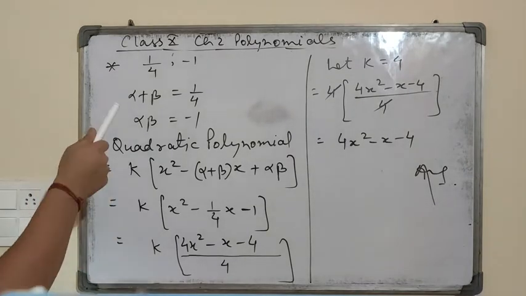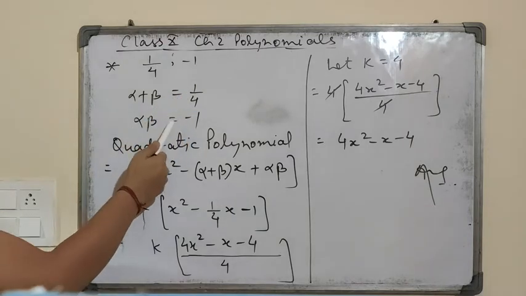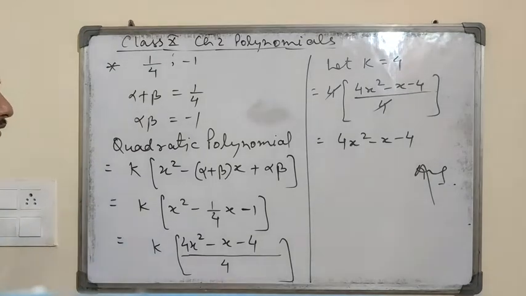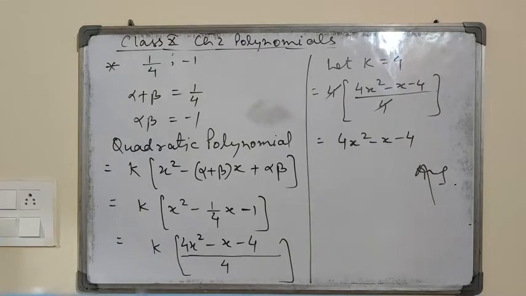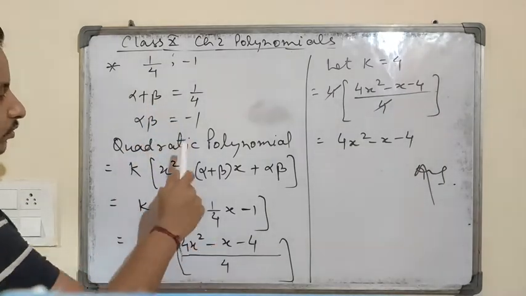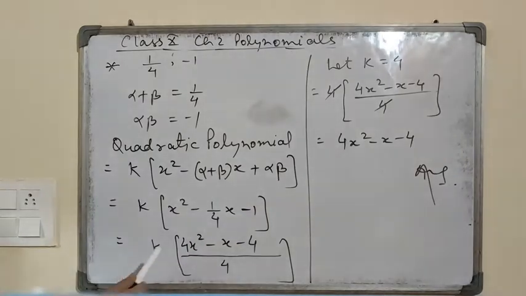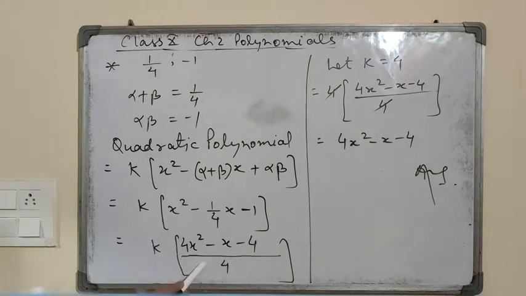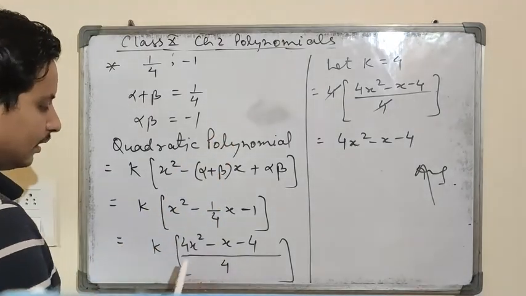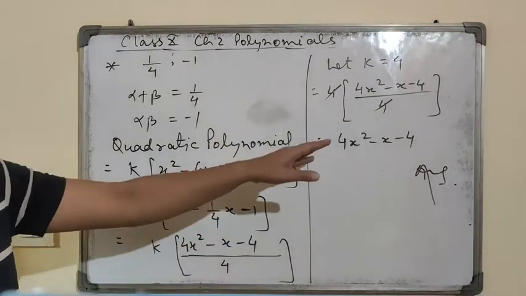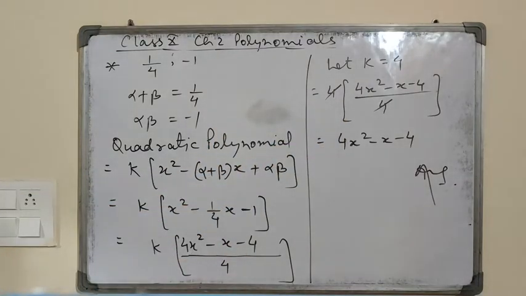So sum of the zeros we have alpha plus beta 1/4 and alpha beta equal to -1. We have the formula for the quadratic polynomial equal to k into x² minus sum of zeros into x plus product of zeros equal to k into x² minus sum of zeros is 1/4 and product of zeros is -1. Now we take 4, 4 is the LCM, and then this will be 4x² minus x minus 4, and let k equal to 4, because in the denominator we have 4. Then 4 and 4 are cancelled out, and the quadratic polynomial is 4x² minus x minus 4.